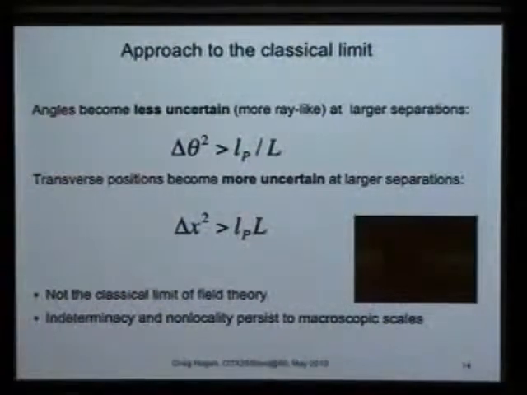The main thing to notice is that as you go to large separations, L, the uncertainties in angles get smaller, and things become more classical, more ray-like. And the classical world works better and better. But if you talk about transverse positions, the actual uncertainty in the positions of things actually grows with scale, albeit only with the square root of scale.